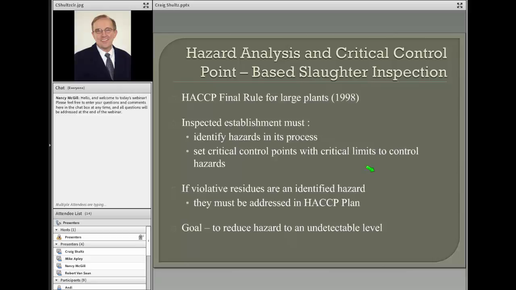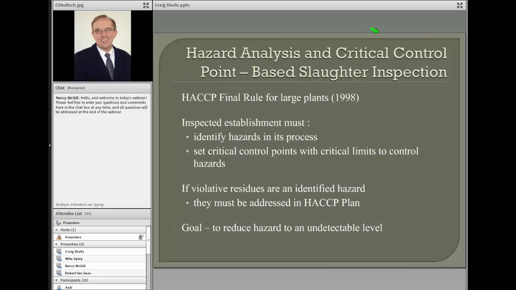All plants in the United States that slaughter cattle must have a hazard analysis and critical control point program. Under that program, the establishment has to identify hazards that occur in its slaughter process. And one of those hazards can be violative residues. Certainly in market dairy cow plants and bob veal cow plants, violative residues are usually in the hazard analysis and critical control point program.